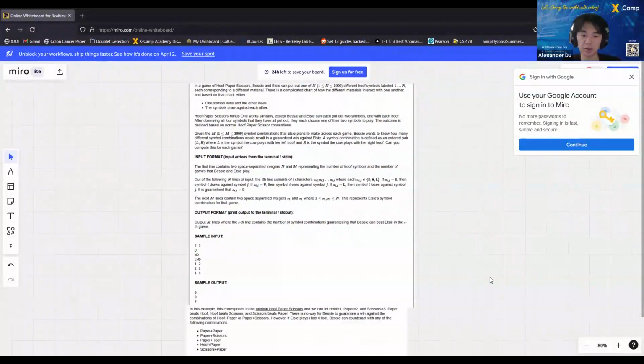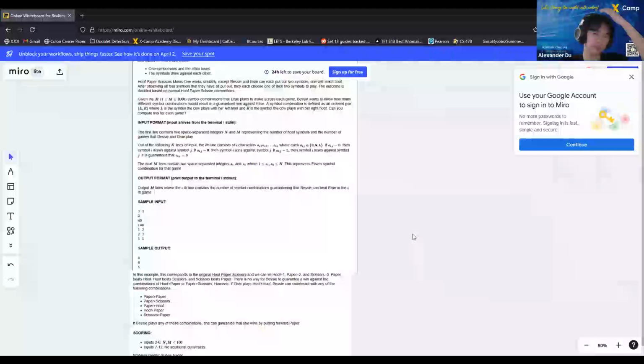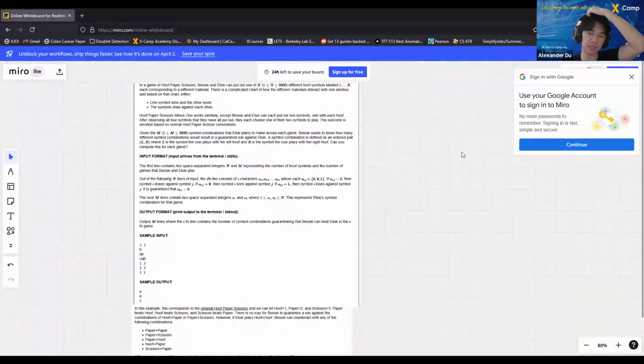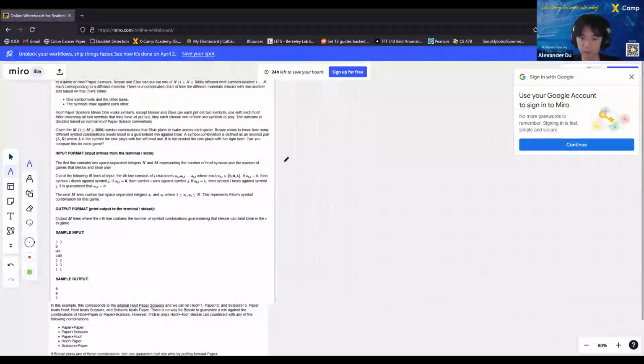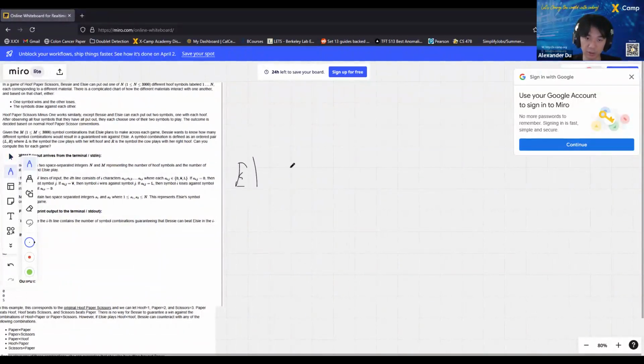The problem statement might take a while to wrap your head around. But in reality, all this really means is, let's say Elsie picks two symbols, like one and two. Actually, let me just use this drawer instead. So let's say Elsie picks one and two. We just need Bessie to have one symbol, let's say symbol X, that can beat both one and two. Because we don't actually know which one Elsie is going to pick, the only way to guarantee that Bessie can win is if she has this symbol X that beats both.